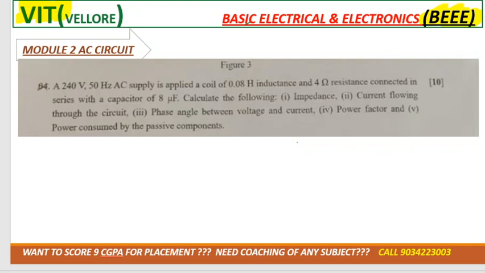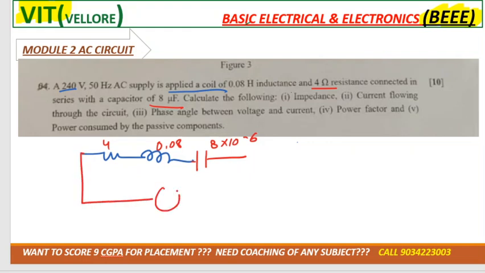Then we'll get phi is equal to cos inverse of R by Z. Now see the next question from your paper only. In this they said a 240 volt 50 hertz supply is applied to a coil. Coil, as I told you, is resistor and inductor, right? Resistance value 4 ohm, inductance value 0.08, and that coil is connected with a capacitor of 8 microfarad. So here you can write 8 into 10 raised to power minus 6 farad, right?